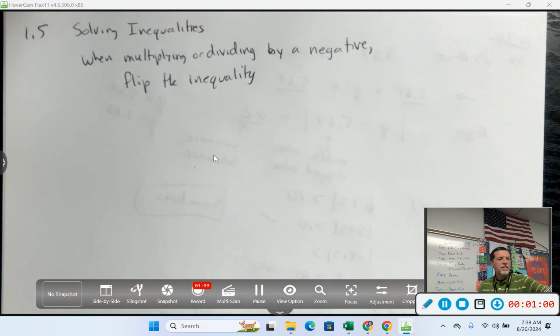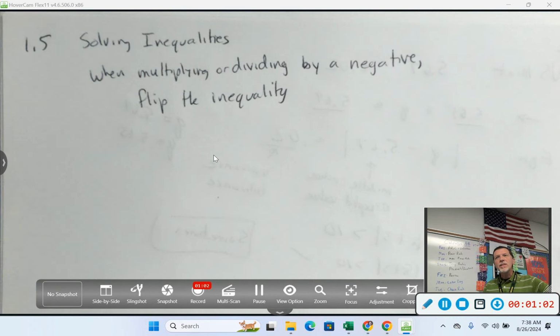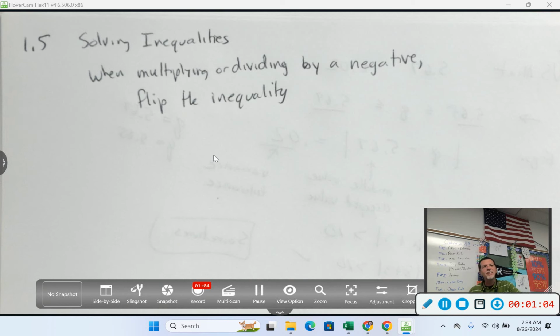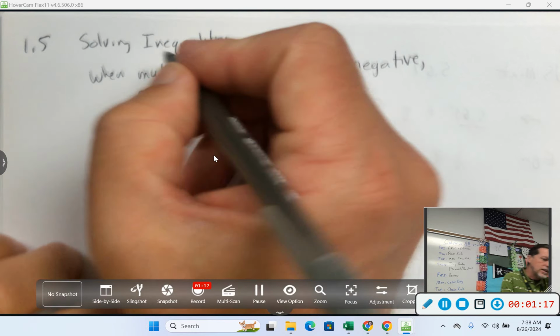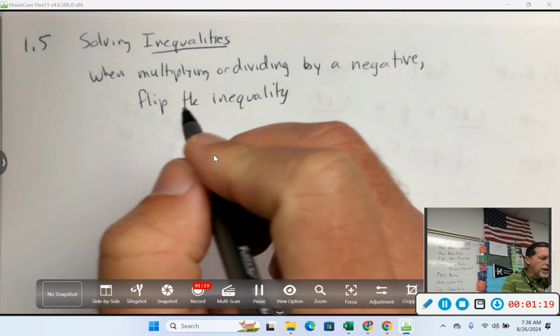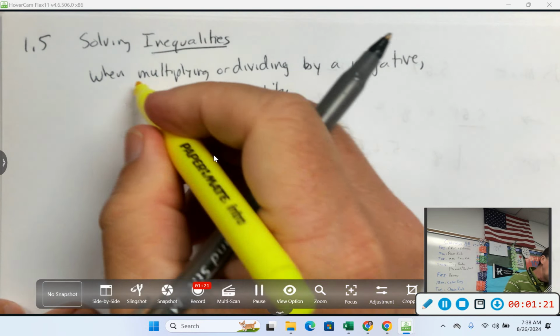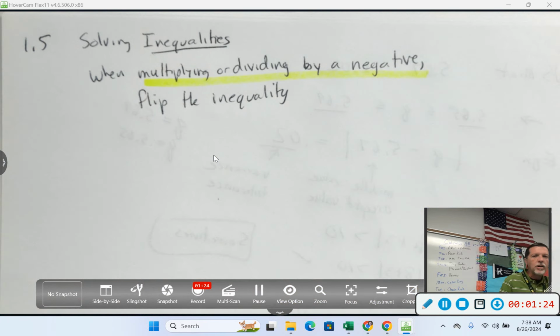I mean, that's not the only thing, but that's kind of the main thing. Like everything else we've done before this year, it's just basic algebra stuff. Add 3 to both sides, divide both sides by 12, distribute, all the regular algebra rules. But there's this extra thing with inequalities. When multiplying or dividing by a negative, flip the inequality.